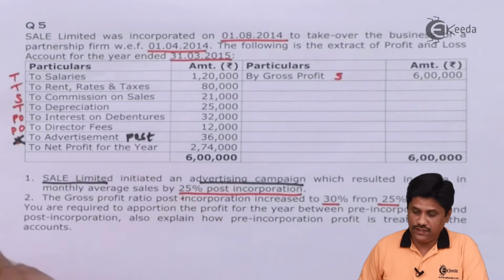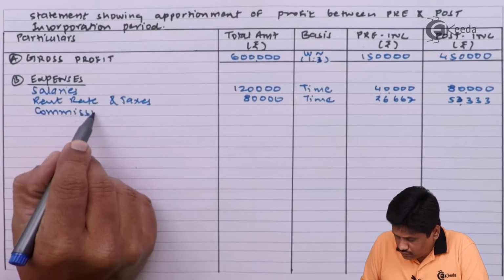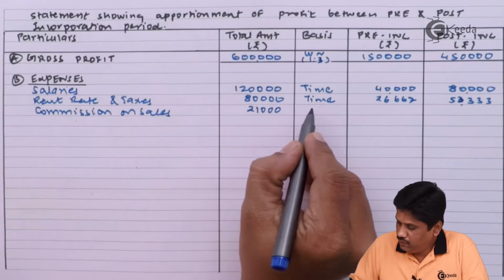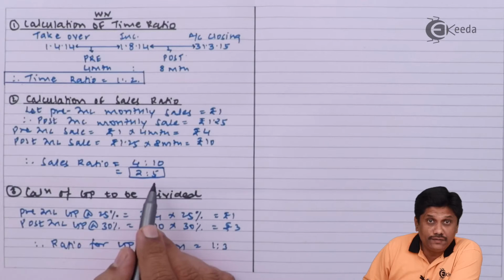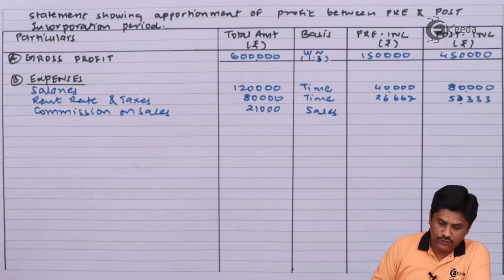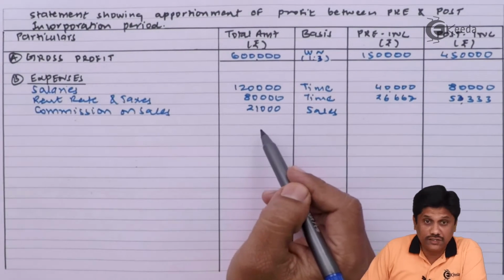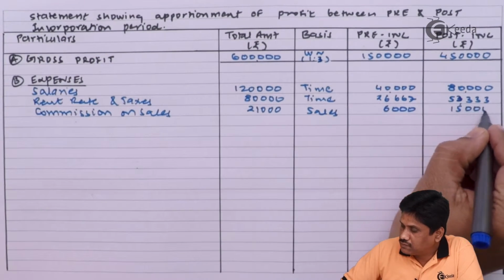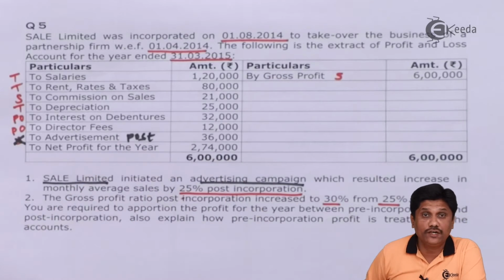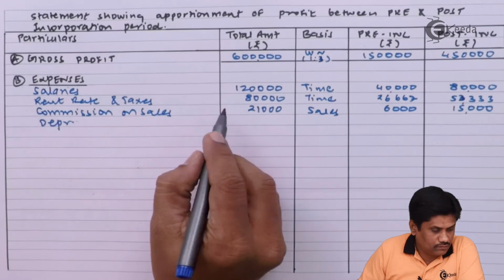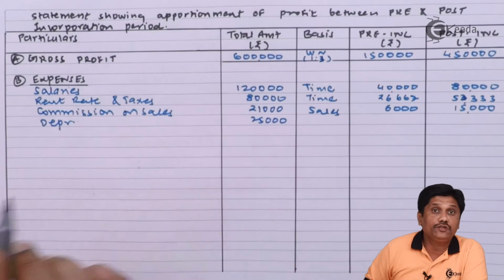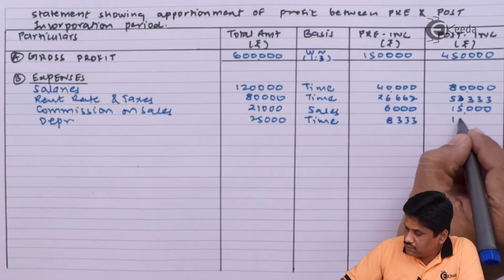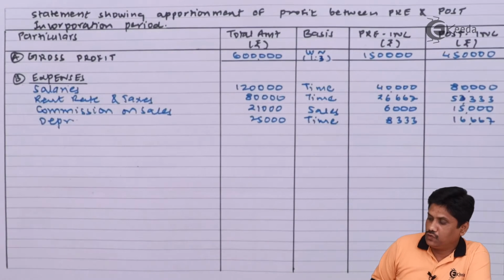Next is commission on sale. It will be allocated on sales ratio. Basis will be sales. Sales ratio is 2:5. So we have to divide by 7. 2:5, so if you divide by 7 you get 3,000. Multiply by 2, 6,000. Depreciation 25,000. It is allocated on time basis. Your time ratio is 1:2. So it is allocated in the ratio 1:2.